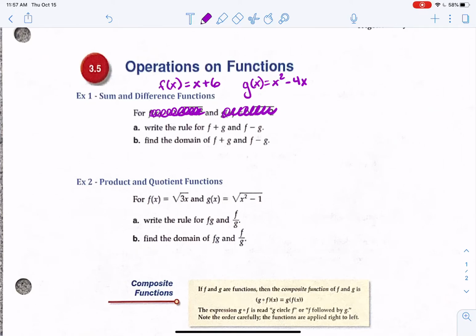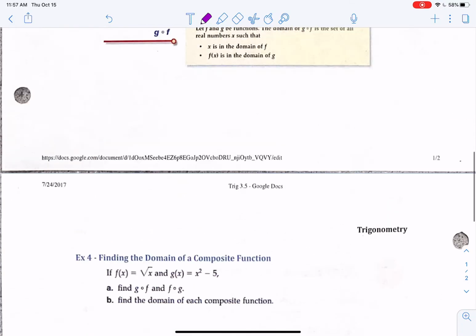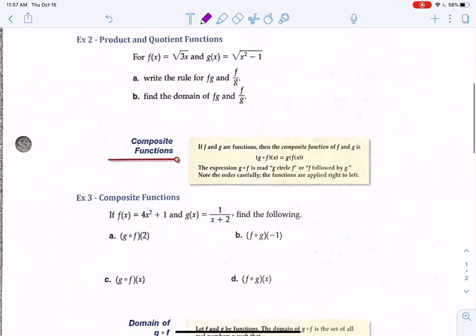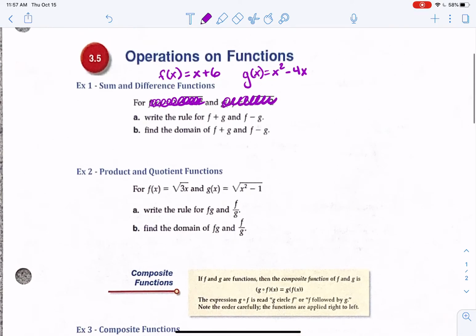Hey Trig, this is section 3.5, operations on functions. I'm going to separate this into two videos. So we'll do the front side now, so it'll be kind of a shorter video. Back side we'll do tomorrow, and then that will be the rest of the week.